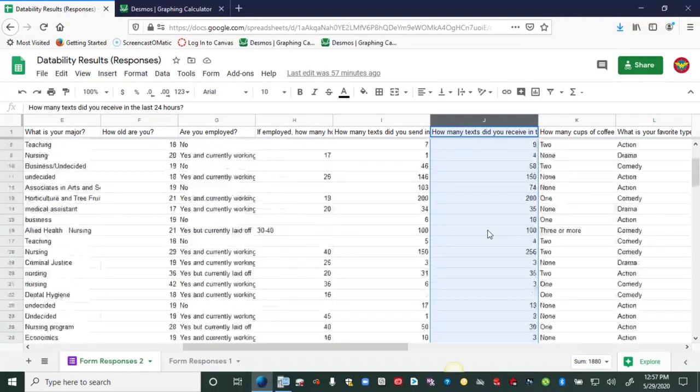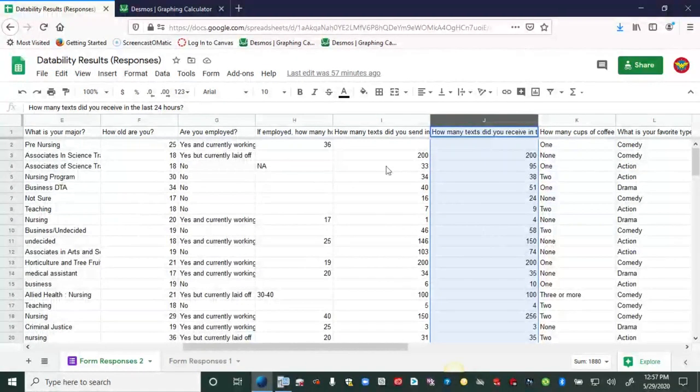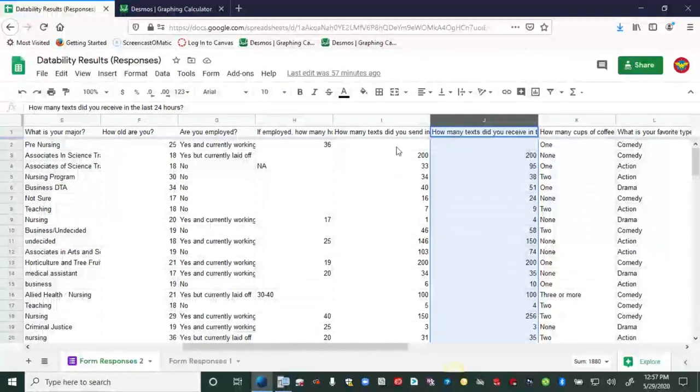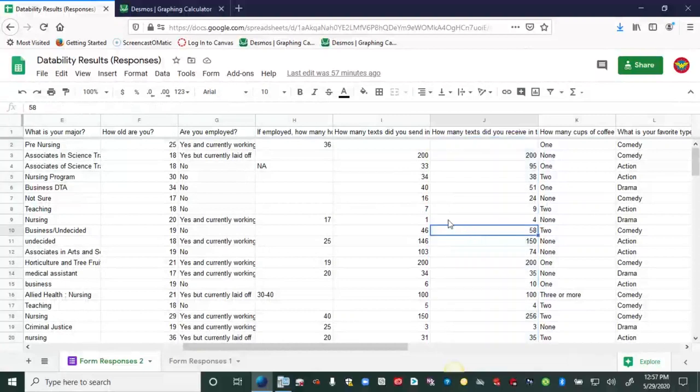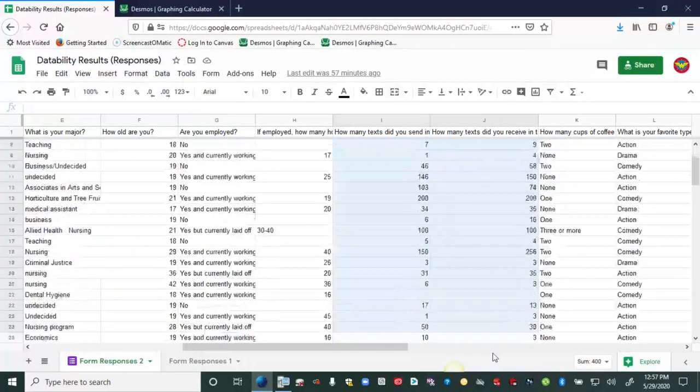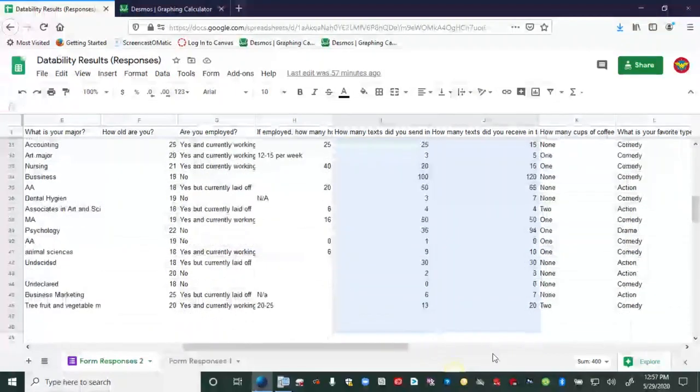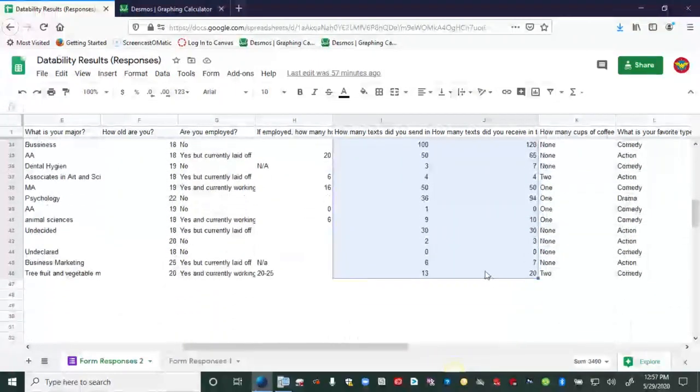I already went through this data. There were some words in here. Some people said something like a lot or at least, and I went ahead and took out all of the wording, and I also got rid of some that just said a lot and didn't have a number along with it. So what I want to do is to select all of my data. I'm going to let Desmos tell me how many data pairs I have. So selecting all of my data pairs. Sent are going to be my X's, received are my Y's. That's important. So control copy.